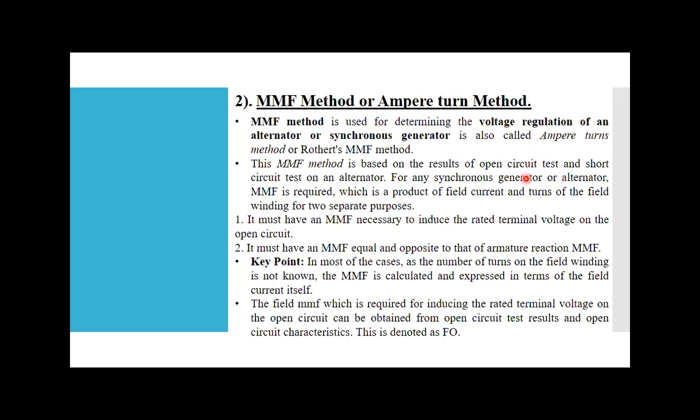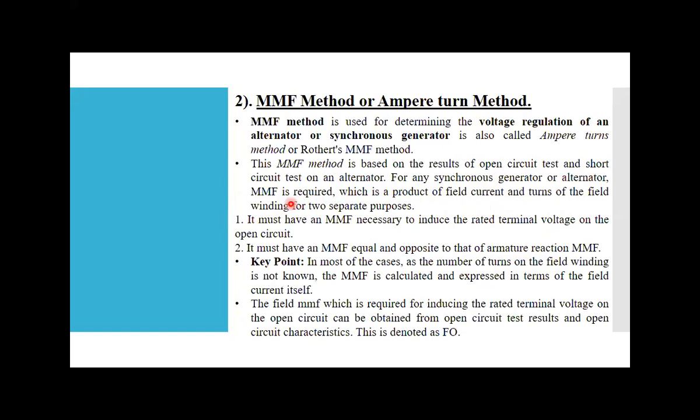So again, in the MMF method, we are performing the same tests, which are known as OCC and SCC, the open circuit test and short circuit test. But now instead of finding the synchronous impedance, we are finding the MMF. So let's see how we can find it. This MMF method is based on the results of the open circuit and short circuit tests that we already learned in the last method, which is the synchronous impedance method. You can see here it is already written. MMF is required, which is a product of field current and the turns of the field winding.